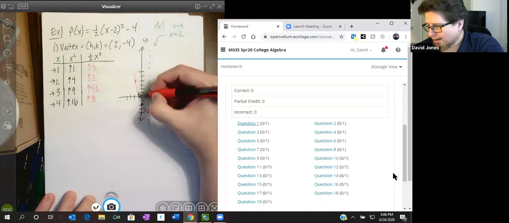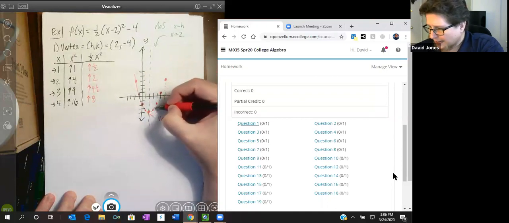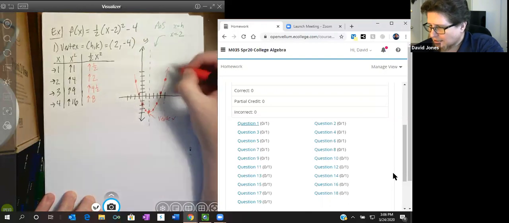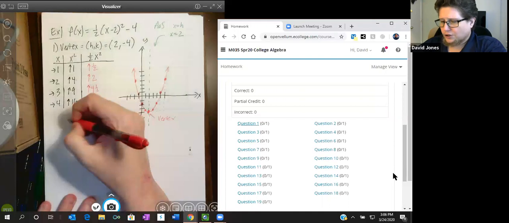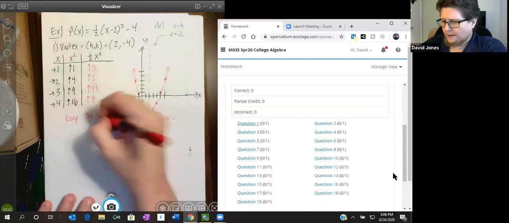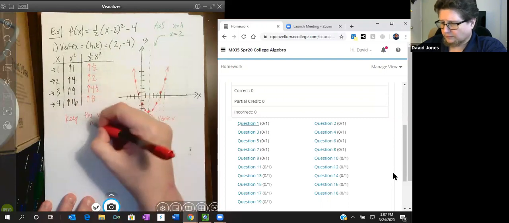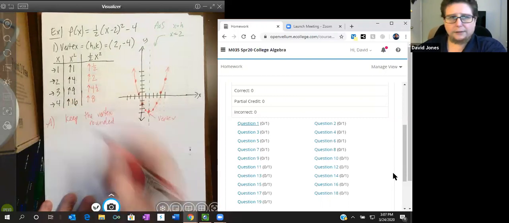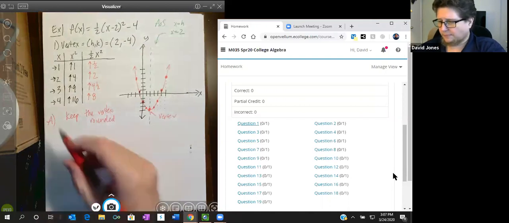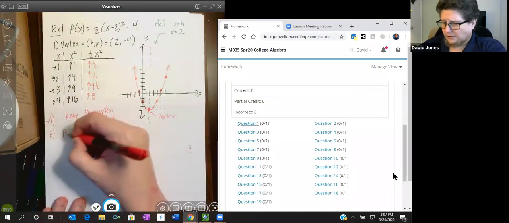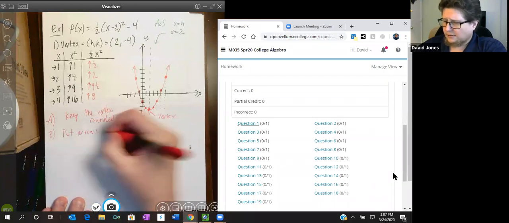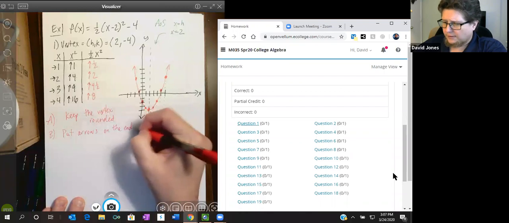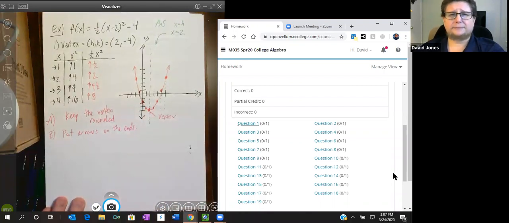And now I bring in a nice little lazy curve. Keep that curve rounded. Put arrows on the end of your parabola. So keep the vertex rounded. That's important. And put arrows on the ends. You know why we put the arrows on the ends? It lets us know that that line keeps going. It doesn't stop with those last points. Okay, it's pretty important, and it doesn't take a lot of extra work.